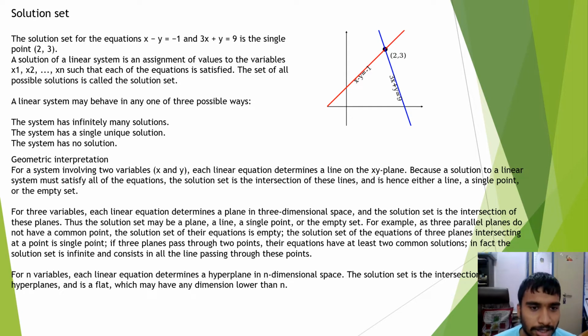A linear system may behave in any one of three possible ways. The system has infinitely many solutions, the system has a single unique solution, or the system has no solution. Geometric interpretation.